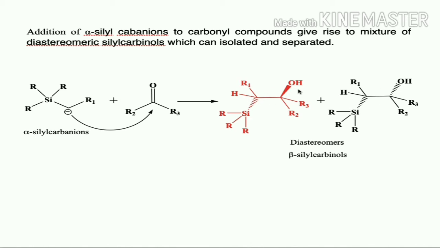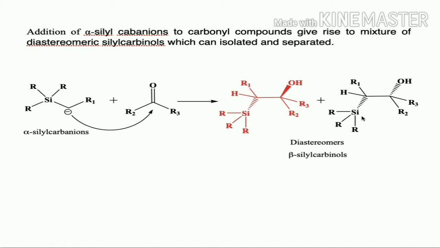And here also OH is above and silyl group is below. The other possibility is that the silyl group may be above and the OH group may be below. Here I have mentioned only one of the two isomers because these two are the important ones. So it is going to form diastereomeric silyl carbinols.